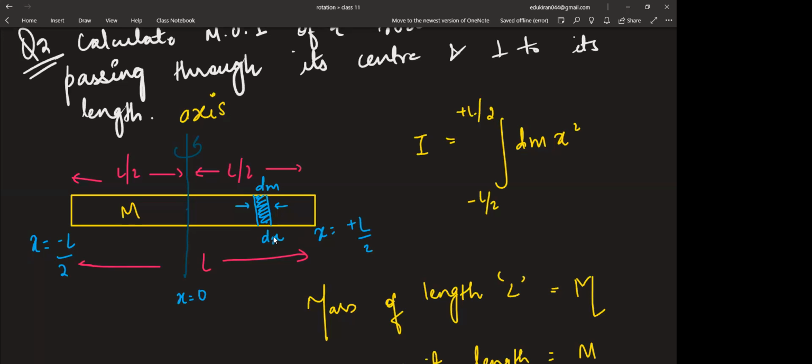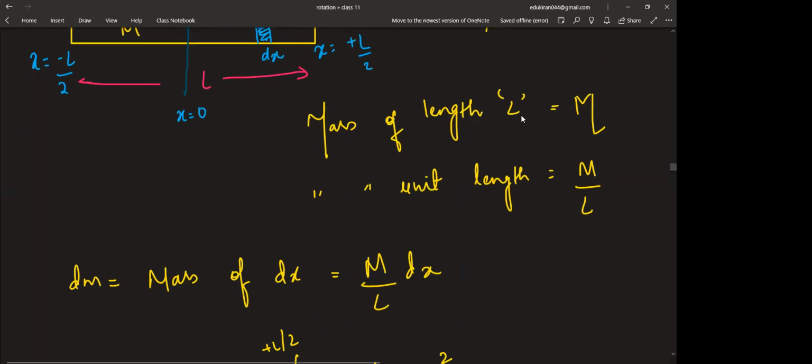So how can we find this mass? We have to find out the unit mass first. Mass of length L, the complete rod, is capital M. Mass of this entire rod is M. What is the unit length? Unit length means 1 meter. What is the mass of a unit length? It is M by L.